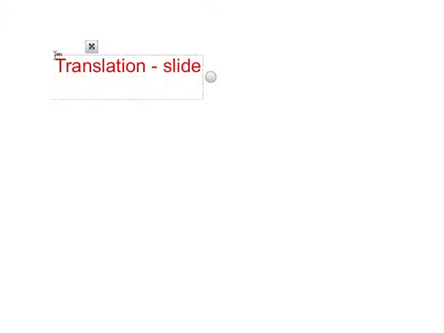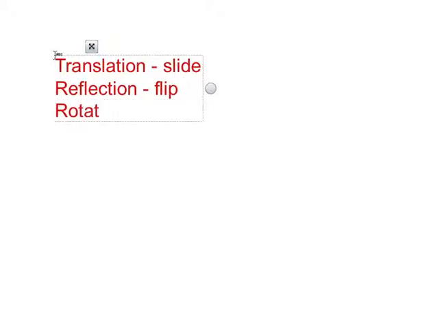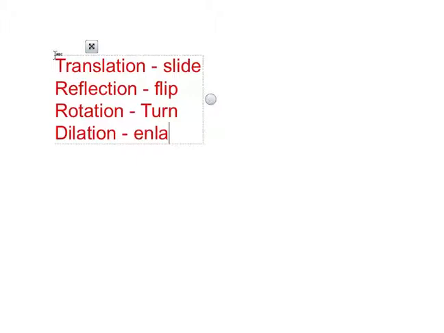So we talked about some different transformations. First one is translation, which is a slide. You have a reflection, which is a flip, and you can reflect something across the X or Y axis. We also had a rotation, which is a turn. What else was there? Oh, we had a dilation, so to enlarge something.